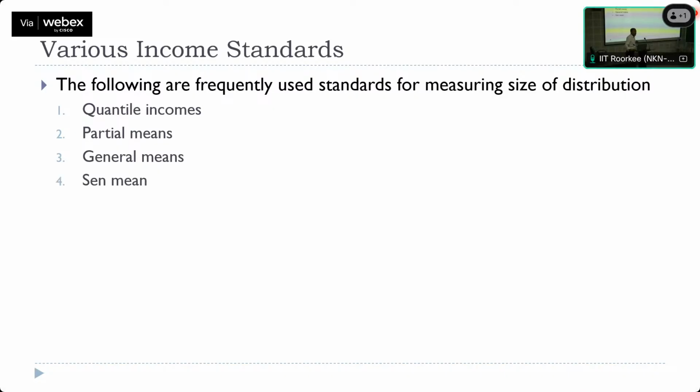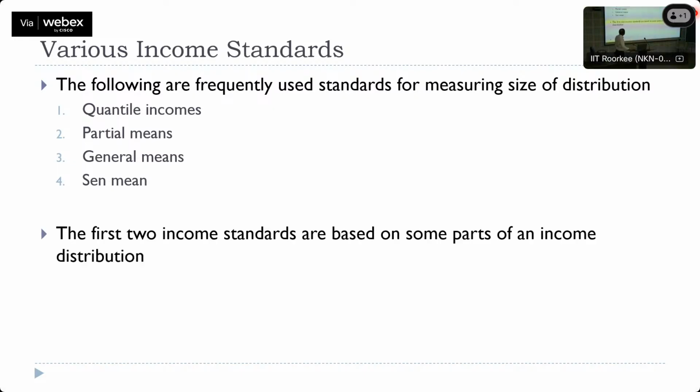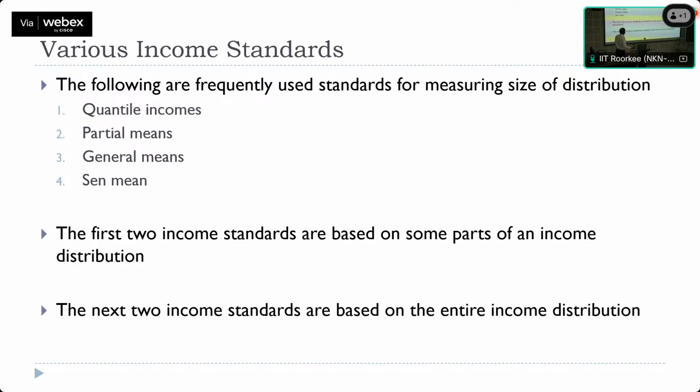Then something called Sen mean. We named it after Amartya Sen. It is called Sen mean. We'll explain it to you. It's just a different way of averaging. The average that we take for per capita GDP is just one of these many potential choices. So these first two income standards depend on part of the distribution, but the last two actually depend on the entire distribution. Entire distribution means entire quantile function, entire cumulative distribution. Okay, how do we do this?